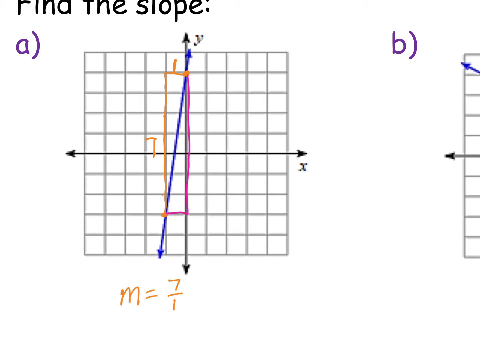From left to right, is my line going up or going down? So from left to right, is my line going up or is it going down? It's going up, so it's positive. So I don't even have to figure out if I'm going up and back and forward. Just count my triangle. And if my line's going up, it's positive. If my line's going down, it's negative, right? So this is positive 7 over 1.